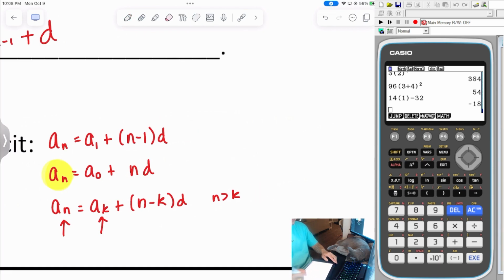Alrighty. I'm going to actually write good mathematical notation here. I'll say where n is greater than k.